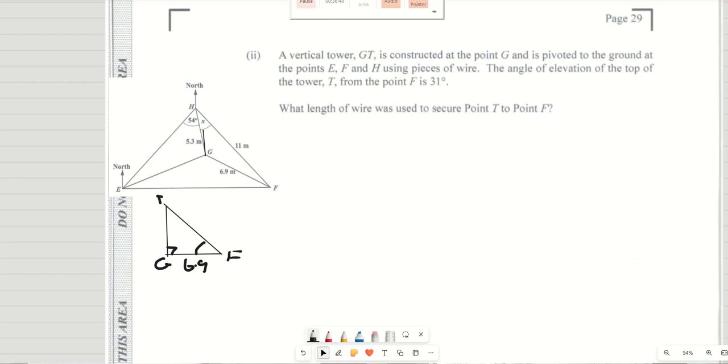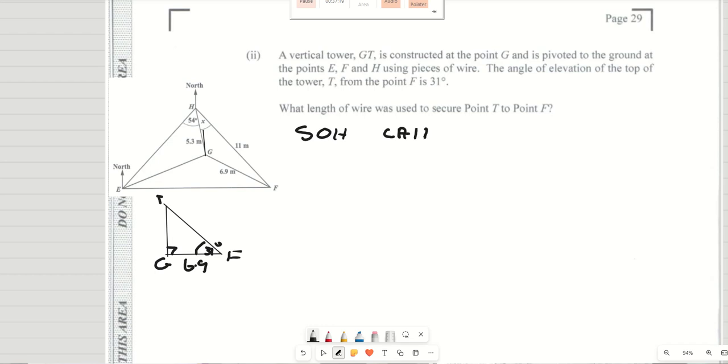Right. So let's just denotate it. This is 31 degrees. Now, because this is 90 degrees and they're asking you for the length from point T to point F, we don't have the side, so Pythagoras theorem is out. Because it's 90 degrees, we can use SOHCAHTOA.